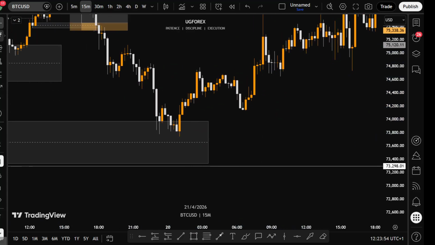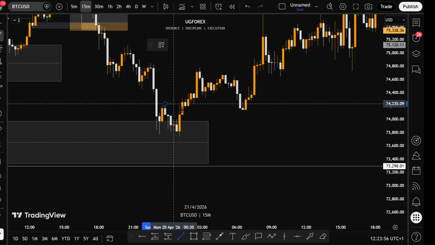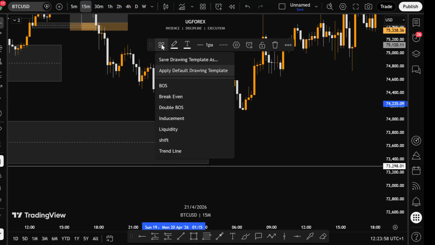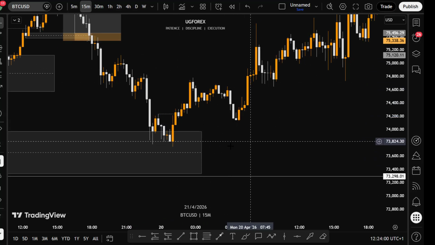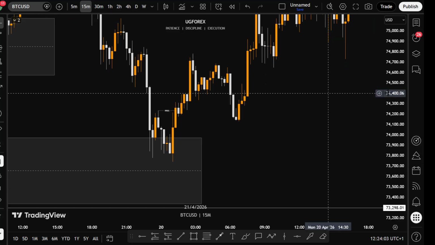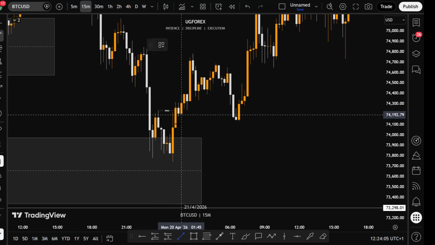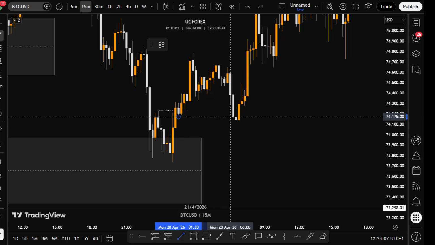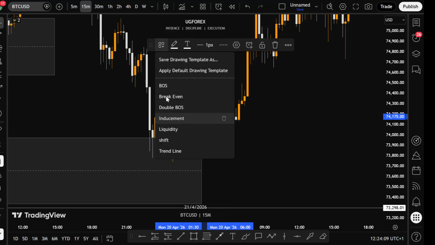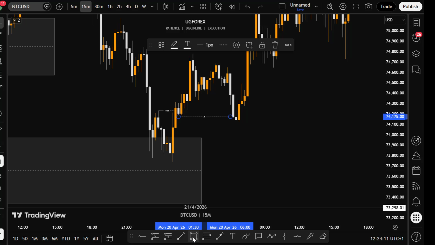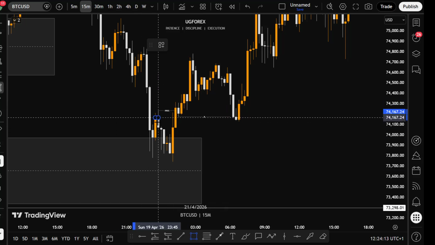Now let's see our market structure shift. It happened right there. That was a market structure shift. After the market structure shift, we can now see our inducement. First pullback after a market structure shift, after a break of structure. So that's our inducement. After the inducement, we can clearly see that we have a breaker block POI there.